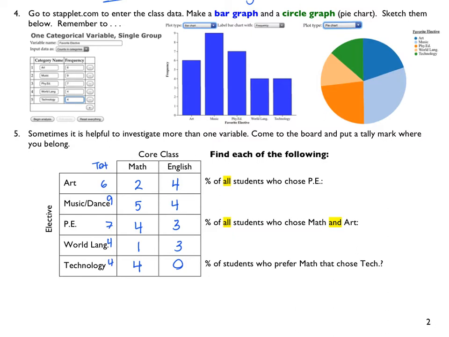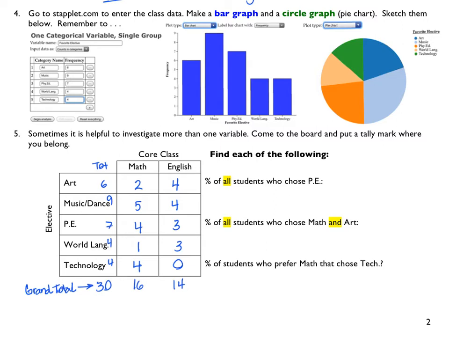So now what we want to do is find each of the following, starting with the percent of all students who chose PE. All of the students is the grand total, and that is 30. We also have a total for all the math preference core class, and that totals up to 16. And then the English totals up to, let's see, 14. Okay, so that matches with our grand total of 30 also.